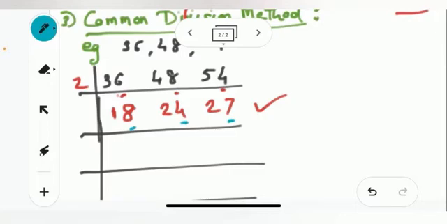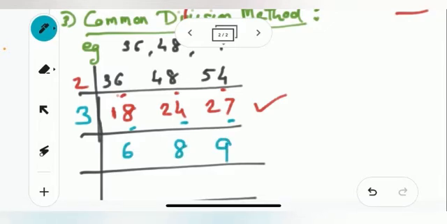Now as per the divisibility rule, 8 plus 1 is 9, yes, so it goes in the table of 3. 4 plus 2 is 6, so it goes in the table of 3. 7 plus 2 is 9, it goes in the table of 3. That means 3 will be my common prime number. So in 3's table, it goes 6 times, this goes 8 times and this goes 9 times.